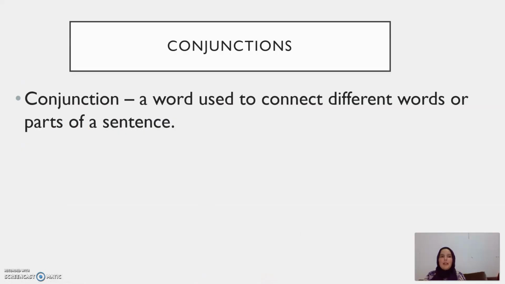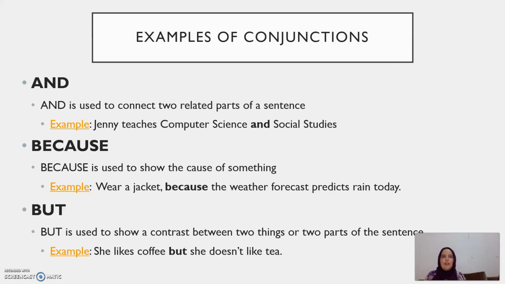We're going to start by introducing some conjunctions and showing you how to use them in a sentence. A conjunction is a word used to connect different words or parts of a sentence. The first conjunction we're going to look at is and. And is used to connect two related parts of a sentence. Look at this example. Jenny teaches computer science and social studies. Yeah, I do. Because Jenny teaches both classes, we use and to connect the two classes.